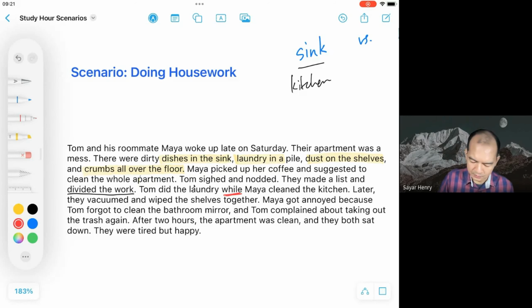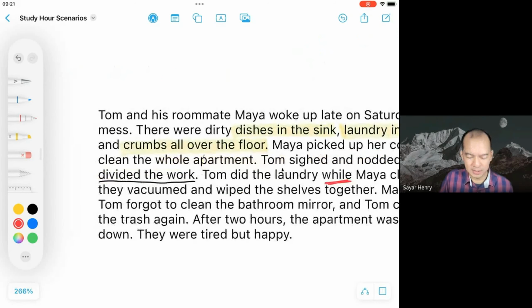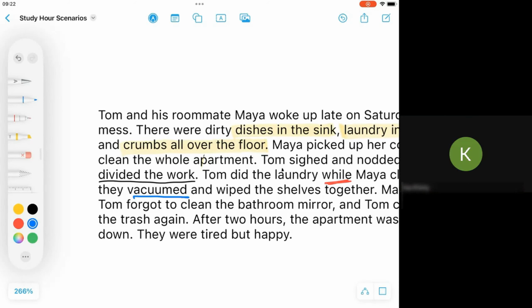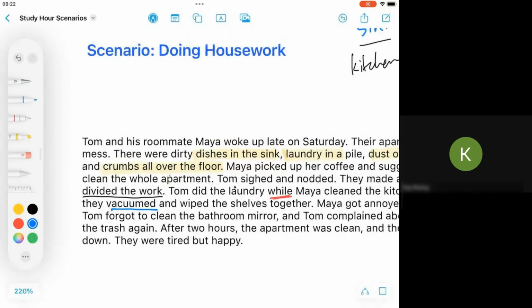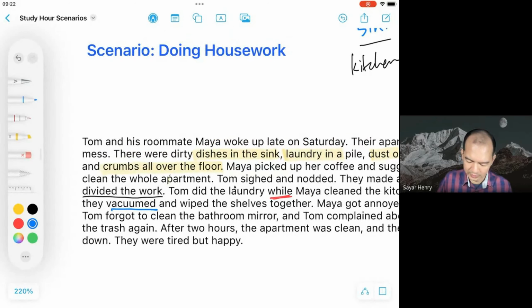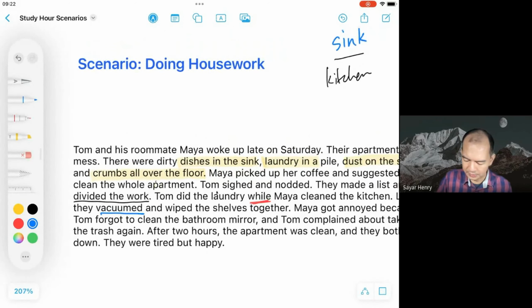They vacuumed. You know a vacuum cleaner, right? We can also use that as a verb, vacuum. So let's try to pronounce it loud. Vacuum. Vacuum. Okay, good. So they vacuumed and wiped the shelves together.